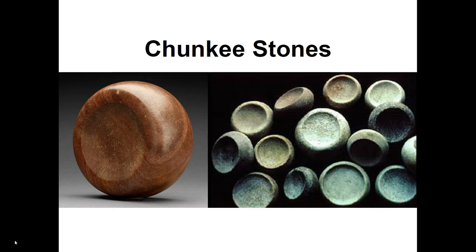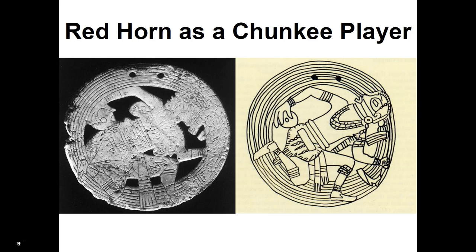Many Chunky stones have been recovered from Mississippian archaeological sites, almost exclusively deposited within mounds and associated with elite burials, because the game is associated with the culture hero, and the chiefs are associated with the culture hero. Ground and polished from very hard river stone, you can imagine that these required a considerable input of labor to produce, and were incredibly valued items. This shell gorget shows Red Horn as a Chunky player preparing to roll the Chunky stone in a competition.